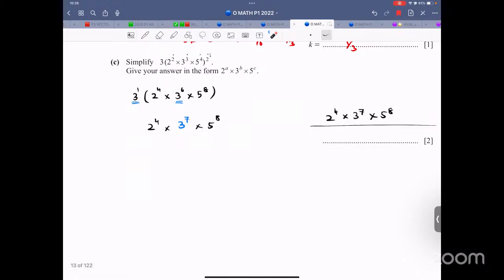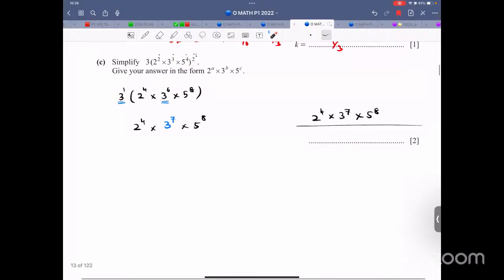Simplify, give your answer in this form. So this 3 is 3 power 1. This power 2 gets multiplied with this 2. That's power 4. 2 into 3 is 6. 2 into 4 is 8. 3 power 1, 3 power 6, 3 power 7. And that is the answer.